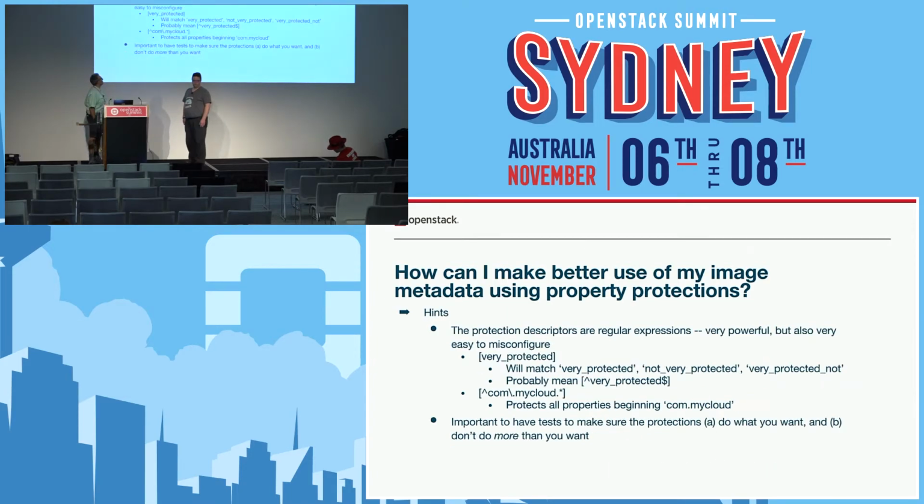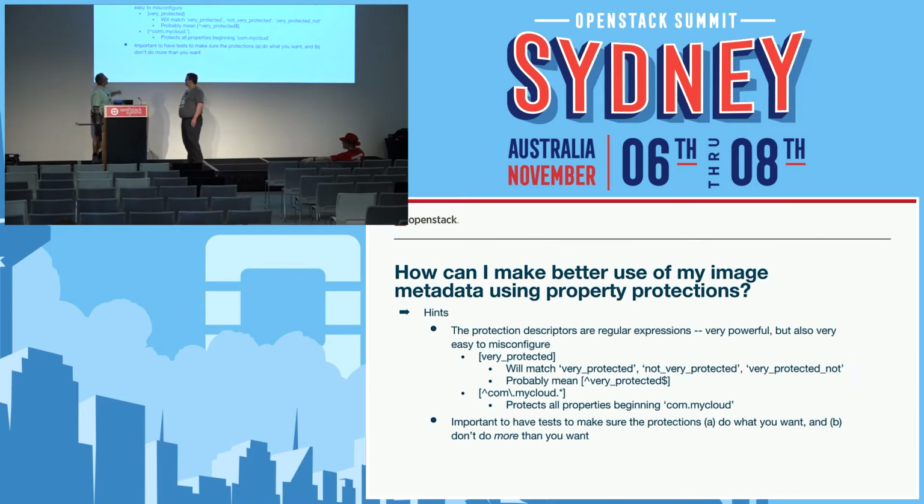Okay, so just a couple of hints to using this thing. The protection descriptors are regular expressions, and as you know if you've worked with regular expressions before, they're extremely powerful, they're extremely handy, but they're really easy to get wrong. And it's just sort of the way it goes. So for instance, very protected as a name is going to match very protected, but it's also going to match a bunch of other stuff because it's treated as a regular expression, not an exact string. So it would match some things maybe you wouldn't expect, like not very protected would be covered by this, very protected not, all that kind of thing. So probably what you'd mean would be to use the regular expression to anchor it at the beginning and the end and say this exact thing. So just something to be aware of.